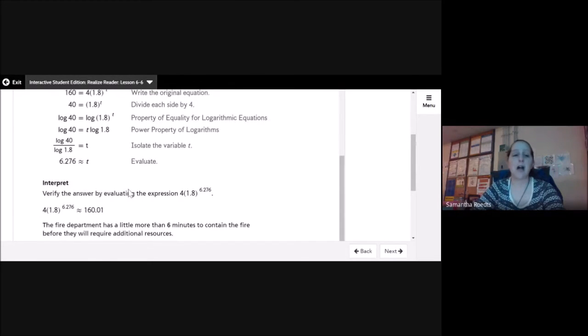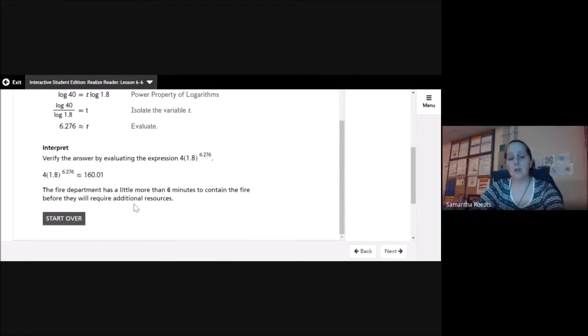Remember that t represents time in minutes. So I verify the answer by evaluating the expression 4 times 1.8 to the 6.276 power, which gives me approximately 160. Okay, so the fire department has a little more than 6 minutes to contain the fire before they will need additional resources.